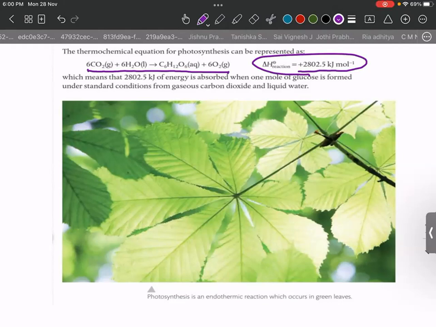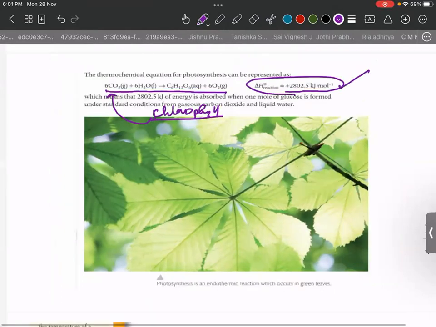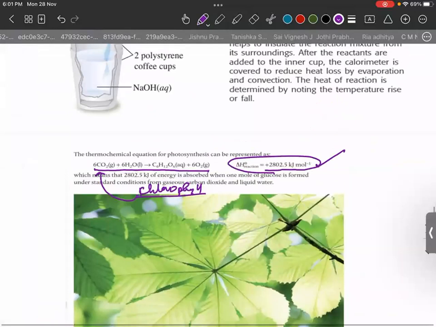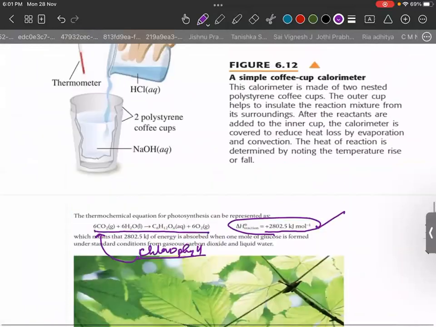The plant which has chlorophyll, which is also important, absorbs the energy from the sunlight. The chlorophyll transfers its energy to the carbon dioxide and water, and then the reaction undergoes. They measured the amount of energy as 2802.5 kilojoules per mole. So it's a type of endothermic reaction.